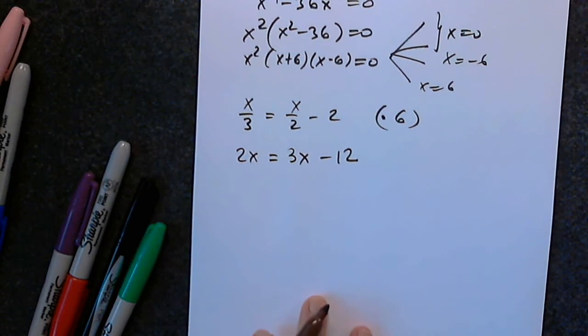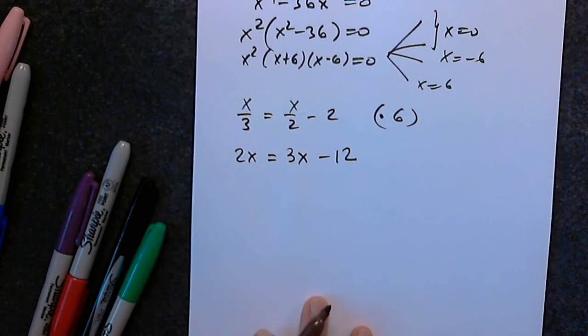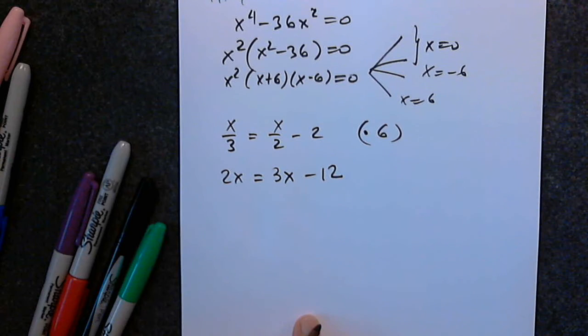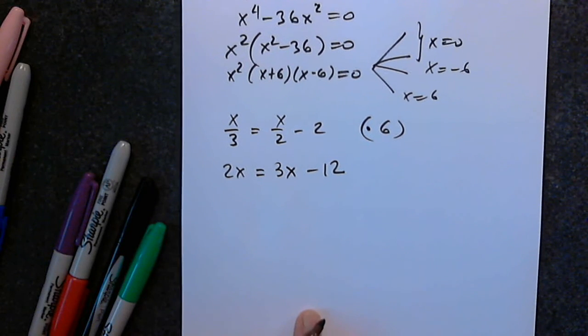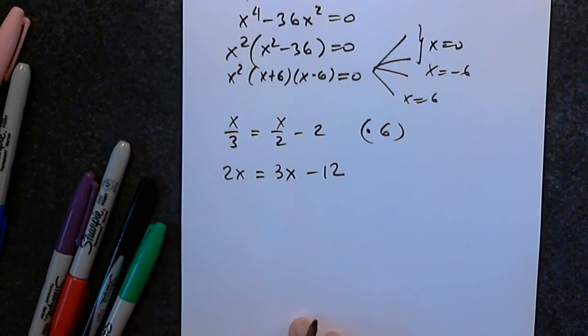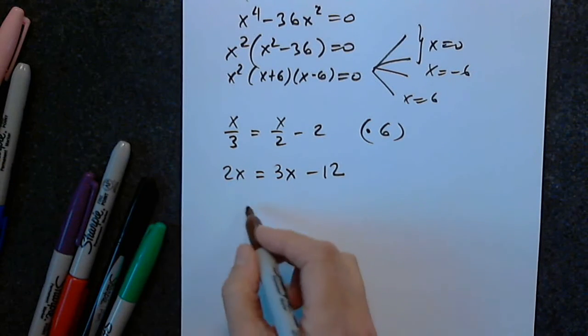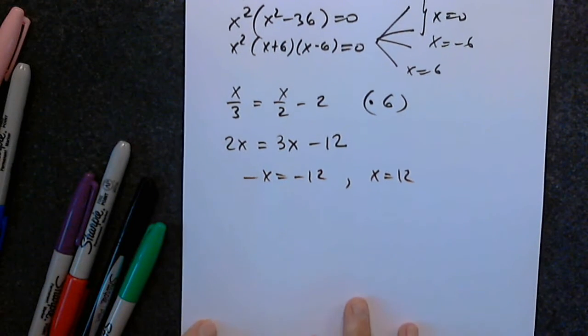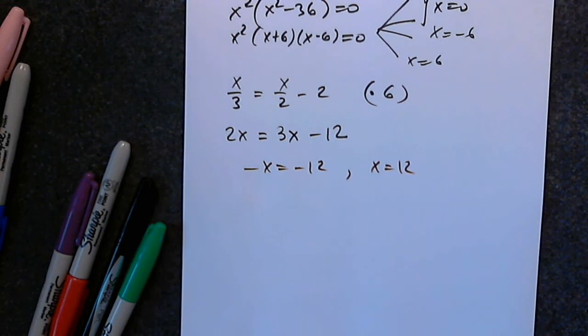Any questions? Is this okay? So then we move 3x to the other side. Negative x equals negative 12, which means x equals 12. Okay, anything else?